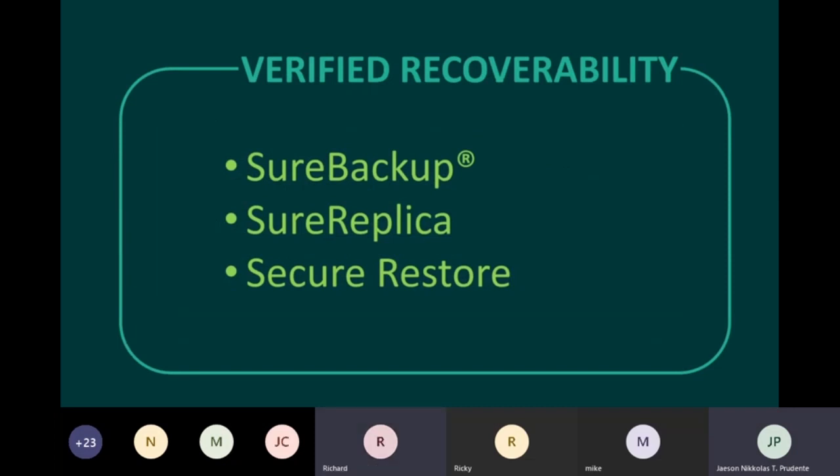For verified recoverability, there is SureBackup and SureReplica. For the security of the backups stored in our repository, Veeam runs SureBackup, which is run every 6 months to ensure that our backup is still good to recover. Then there is also secure restore, which means before we restore a certain VM, we first pass it through an antivirus to secure it before it is totally restored.